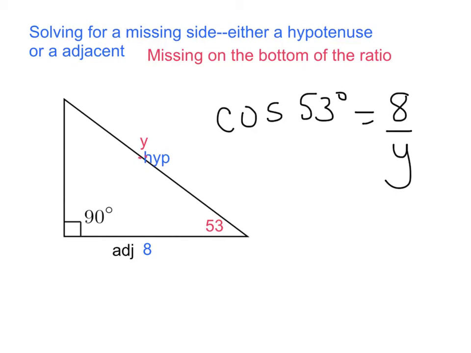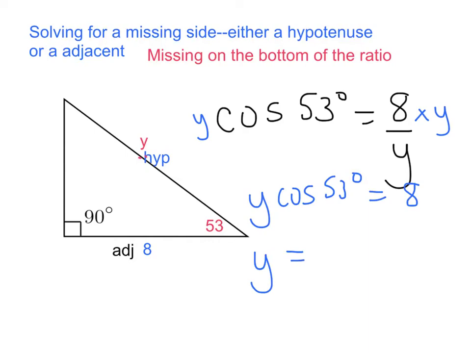Now, notice that the cosine of 53 is equal to 8 over y is in a different form than the first question. Our unknown value is now missing on the bottom. So there's a few ways that we could solve for this, and we can do this in a two-step problem. The first way is, let's move the y to the other side. So multiply both sides by y. So you get y cos 53 degrees equals 8. And now we have to divide both sides by cos 53. So y is equal to 8 divided by the cos of 53 degrees.